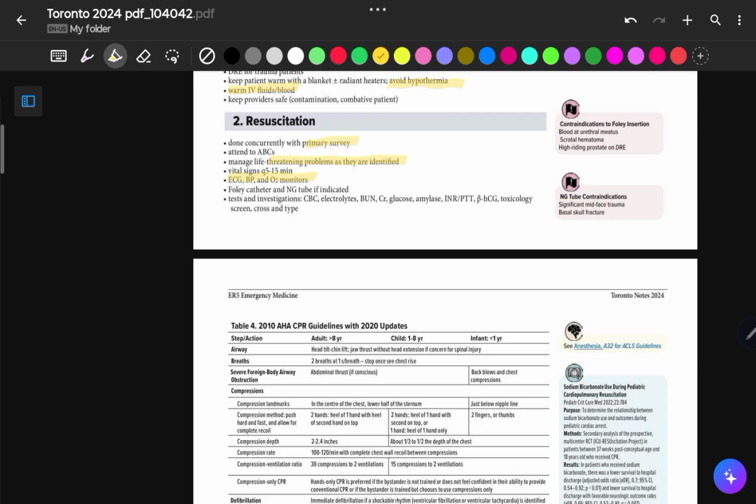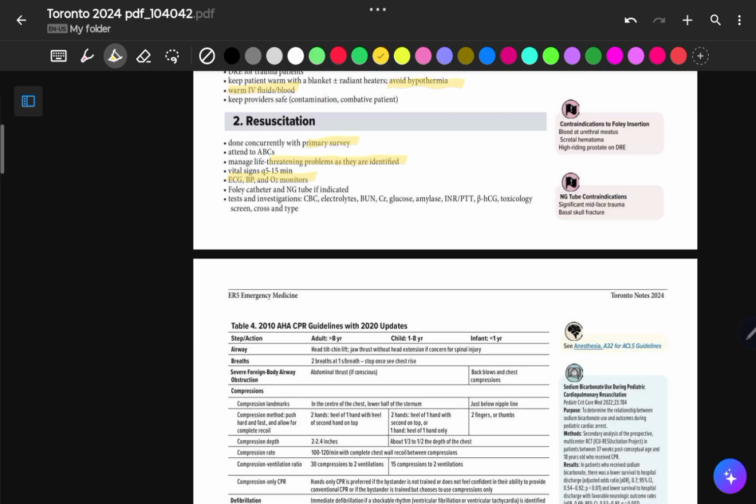As someone is looking at the airway, somebody is putting on the monitors, somebody is inserting the Foley catheter or the NG tube if it's indicated. And then as someone is putting in IV lines, at the same time they're taking blood for CBC, electrolytes, creatinine, your glucose, your amylase, your toxicology screen, very important, your cross match.